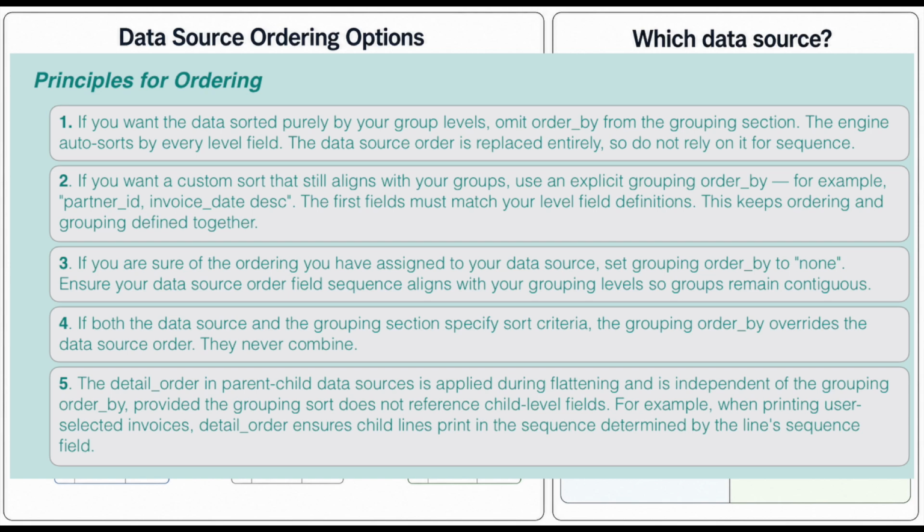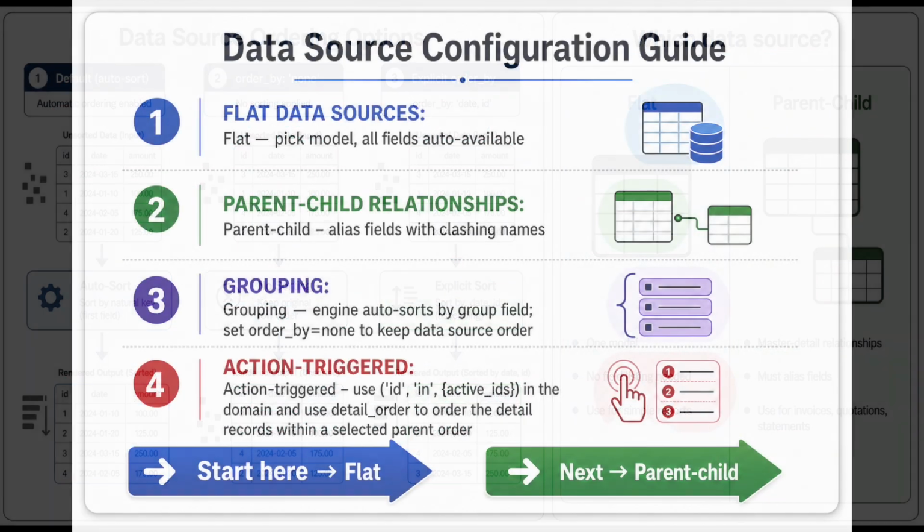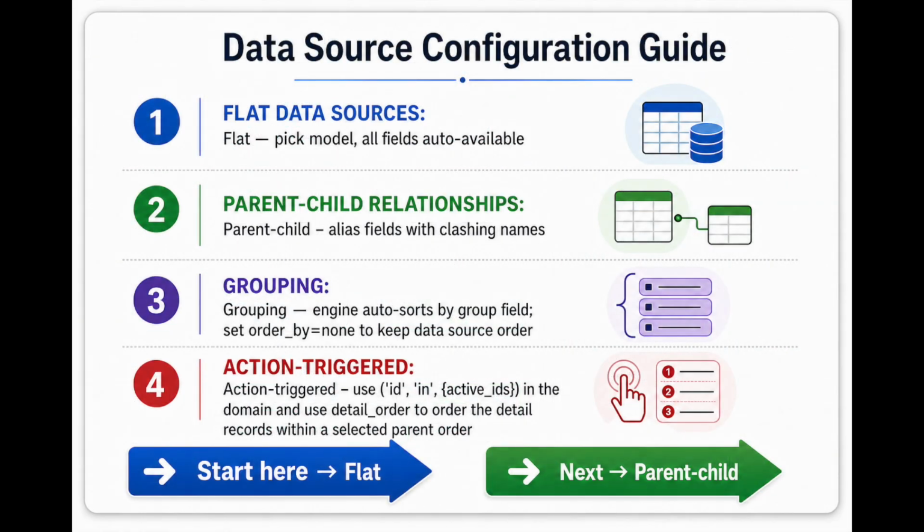For example, when printing user-selected invoices, detail order ensures child lines print in the sequence determined by the line's sequence field. For flat data sources, simply pick your model and you are done. All fields are available. For parent-child data sources, be sure to alias every duplicate field name to keep names collision-free in the band editor, and set separate orders for parent and child records.